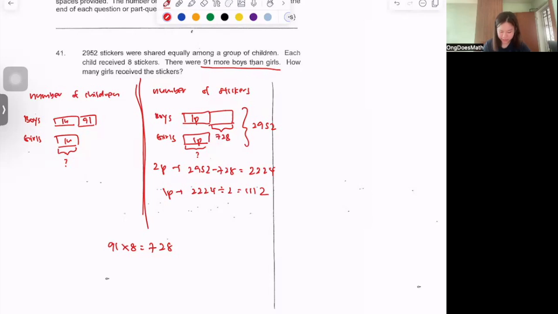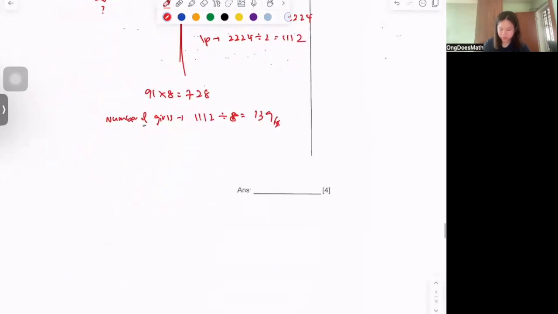How many girls are there? Just have to take 1112 divided by 8, because each girl received 8 stickers. That should give you 139. So answer is 139.